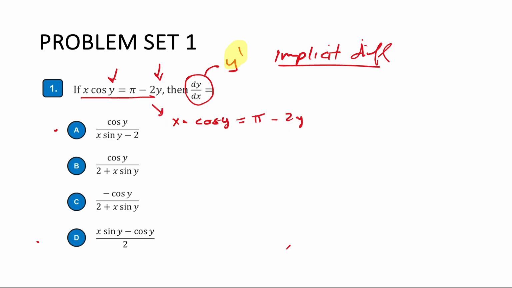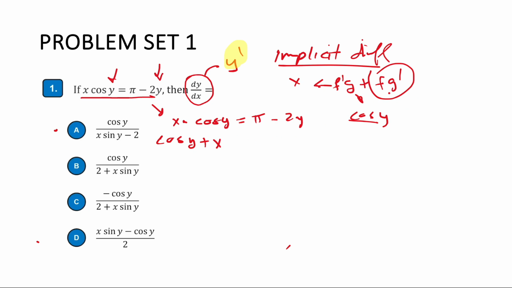Notice that the left side is a product of two functions, so I need this formula, f prime times g plus f times g prime. In this case, f is going to be x, and my g is going to be cosine of y, okay? So let's figure this out. F prime is 1, and g is just cosine of y, right? So I'm going to write 1 times cosine of y, or just cosine of y, plus, now I'm working on this part, f, which is x, times the derivative of g.